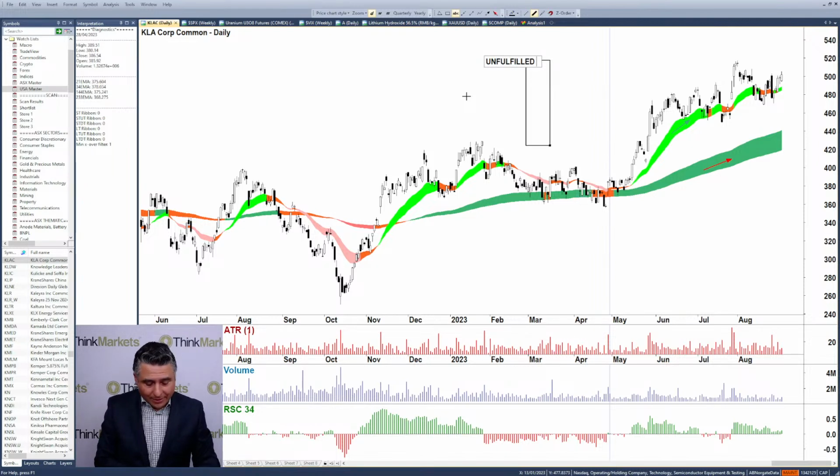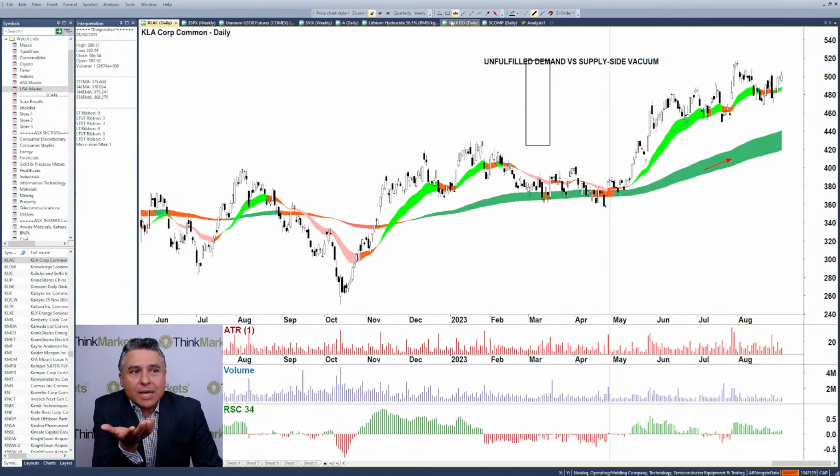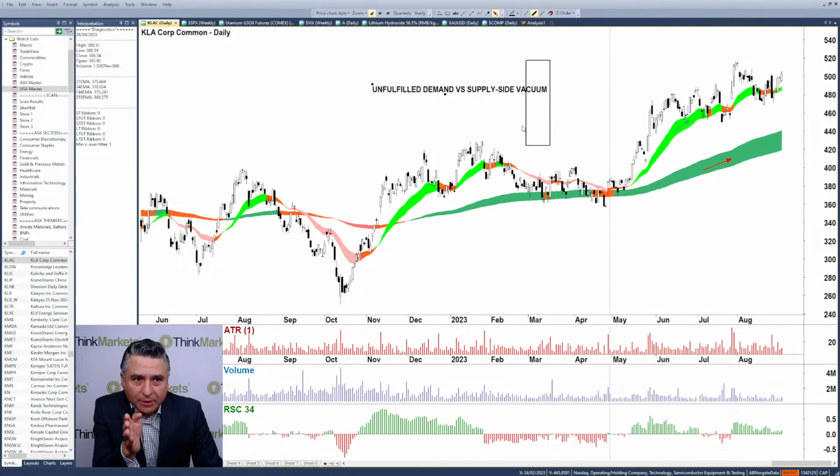Unfulfilled demand versus supply side vacuum. Okay, that's what the candle represents. It is the epitome of unfulfilled demand and supply side vacuum. I'm not even going to explain it to you. I'm going to set this for you as homework: to understand what the hell's going on in that candle.